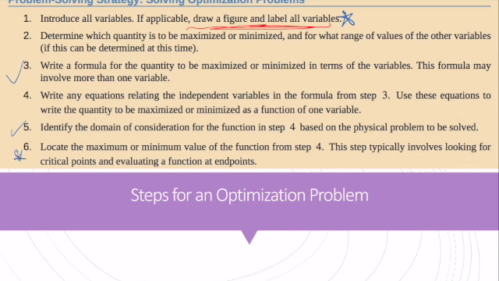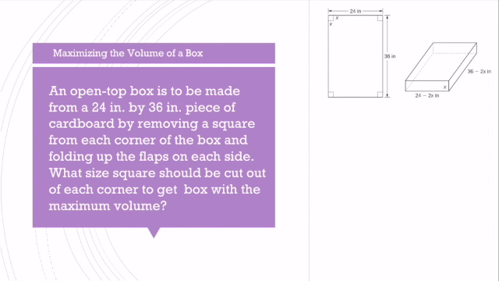So let's do another example where we're going to maximize the volume of a box. An open top box is to be made from a 24-inch by 36-inch piece of cardboard by removing a square from each corner and folding up the flaps on the sides. What size squares should be cut out of the corner in order to get the maximum volume? So here we're maximizing again. All right, so what do we know? Well, I know that the volume of a box is length times width times height.